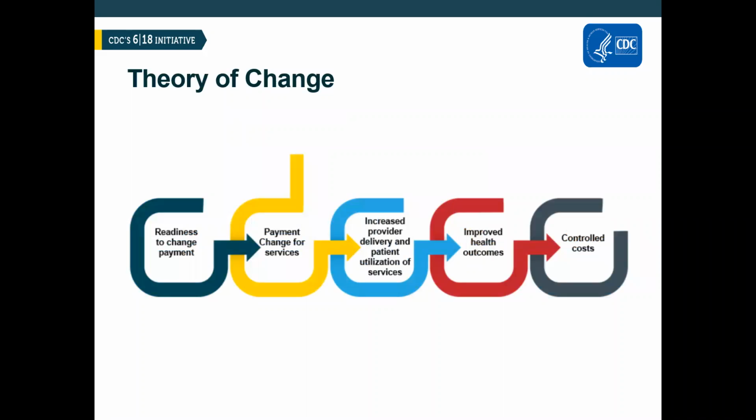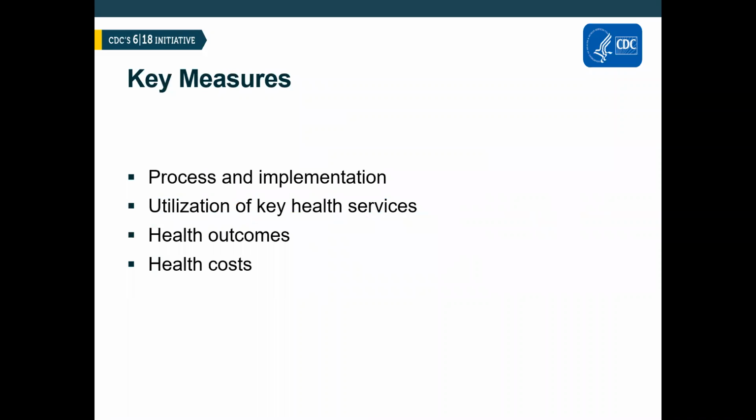As you may have seen at the convening, this is the theory of change. Today, we'll share examples of how states measure things within the different boxes of the theory of change. Next slide. These are some categories of key measures that roll up under the theory of change: process and implementation, utilization, and health and cost outcomes. Next slide.